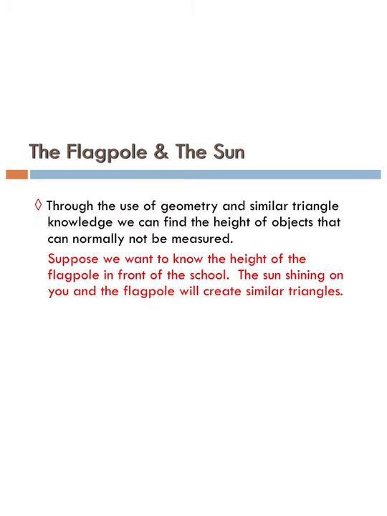Alright, so this problem says, through the use of geometry and similar triangle knowledge, we can find the height of objects that can normally not be measured. Suppose you want to know the height of the flagpole in front of Prospect High School. The sun's shining on you and the flagpole, and what it's going to do is create similar triangles.